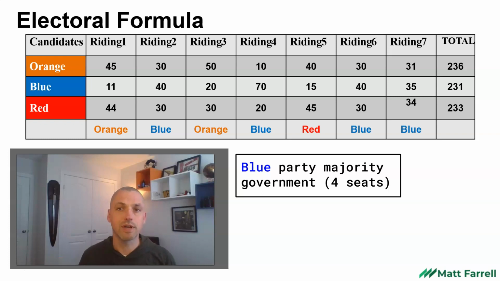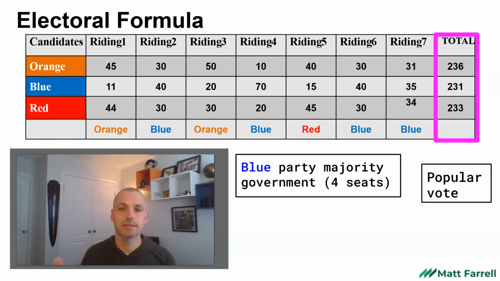Well, we left off with an example where in our 7-riding country, the citizens all voted and the blue party won a majority of 4 seats. However, if we look at the last column here, the popular vote, the blue party did not get the most votes across the country. In fact, the orange party did. The orange party got the most votes, then the red party, and then the blue party. The blue party actually got the fewest votes in the country. However, that's not how we decide the elections in a first-past-the-post system.